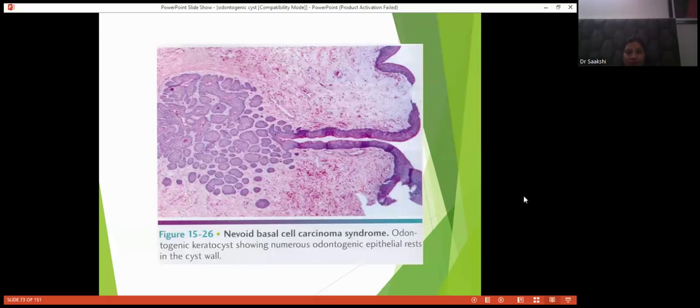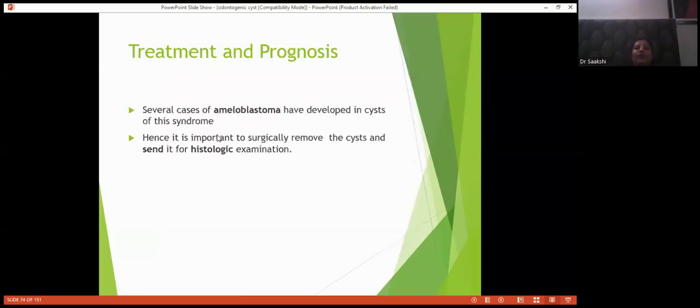See, this is a picture showing histopathological picture showing nevoid basal cell carcinoma syndrome. In this, odontogenic keratocyst is showing numerous odontogenic epithelial rests in the cyst wall. See, ये बहुत सारे आपके यहाँ पे rests आपको दिख रहे हैं. Coming on to the treatment, several cases of ameloblastoma have developed in cysts of the syndrome. Hence, it is important to surgically remove the cyst and send it for the histologic examination.